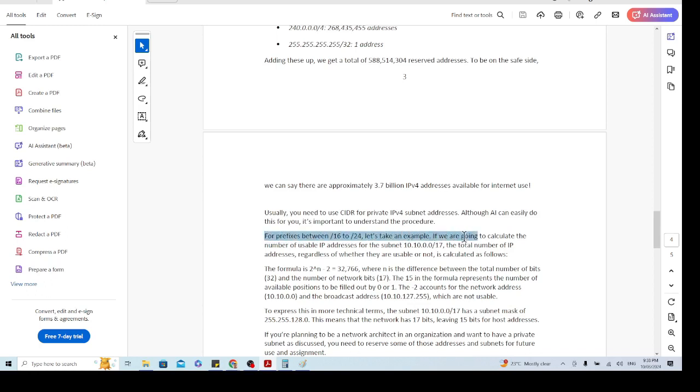Okay. From now on, I'm going to talk about a trick which made subnetting very easy for me. Honestly, this trick helped me to do subnetting as easily as possible.